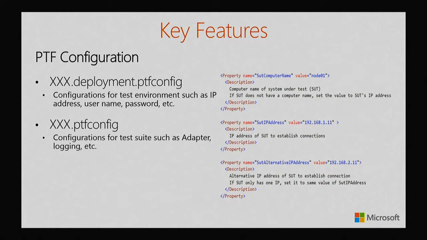Then the PTF configure is used to define what the adapter type is and how you want to do the logging, because we provide several log types, like file log, console log, and ETW log. So you can use the PTF configure to set the different configuration. On the right side, it just gives you a small piece of example we defined for the SUT computer name, SUT IP address, and SUT alternative IP address. This you define in the PTF configure file.